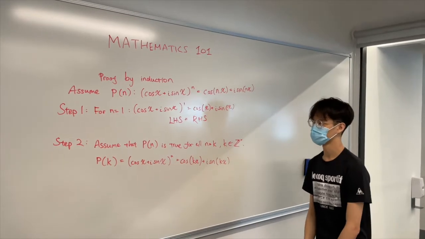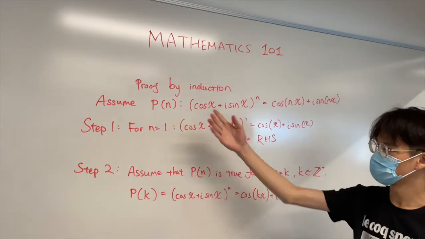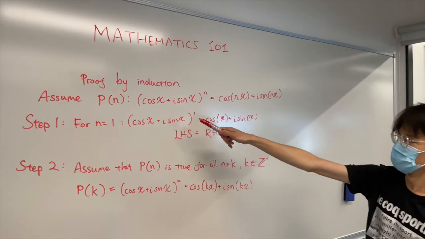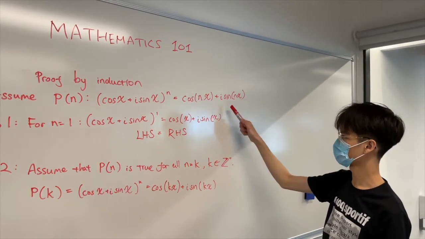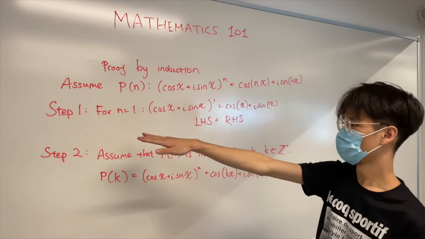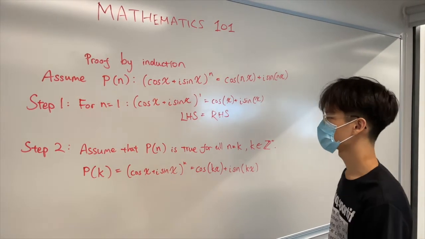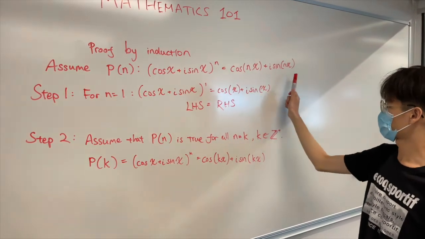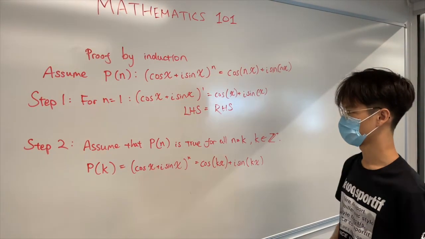So now we are going to prove this by induction. First, we assume that the relationship P of n is equal to this, listing out de Moivre's theorem: cosine x plus i sine x, all to the power of n, is equal to cosine nx plus i sine nx. So right now we're assuming this is true. For step 1, we're going to verify this relationship for n equals 1. As you can see, anything to the power of 1 is itself, and 1 times x is x, so this relationship holds true for n equals 1, as the left-hand side is equal to the right-hand side.